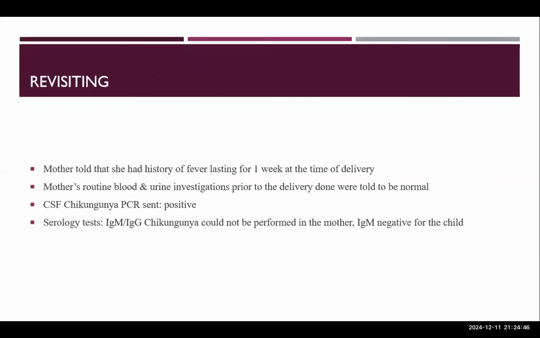So revisiting the history, the mother told that she had a history of fever lasting for 1 week at the time of delivery without any focus, and the mother's routine blood and urine investigations prior to the delivery were told to be normal. The CSF that we had procured initially, we had sent for chikungunya PCR, which turned out to be positive, and the IgM serology sent on the baby's blood came negative. However, the mother's IgM or IgG testing could not be performed in view of logistic issues.